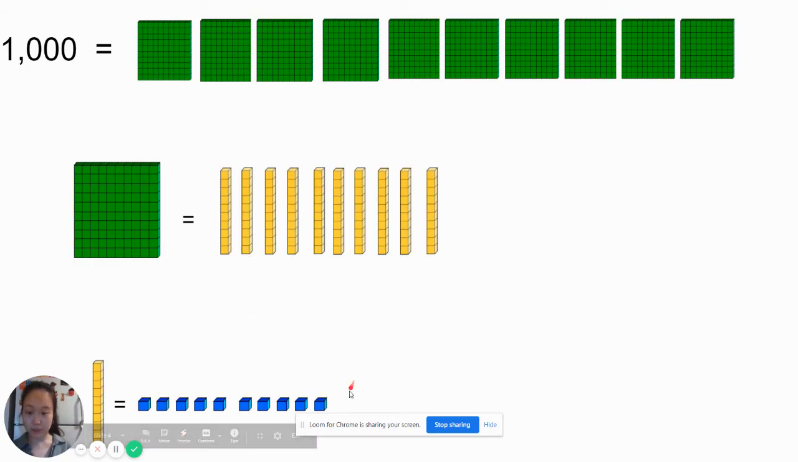We can look at this visually using base 10 blocks. At the bottom, we notice that there are 10 ones that make up 1 ten, 10 tens that make up 100, and now 10 hundreds that make up 1,000. And we can count just to make sure. 100, 200, 300, 400, 500, 600, 700, 800, 900, and 1,000.